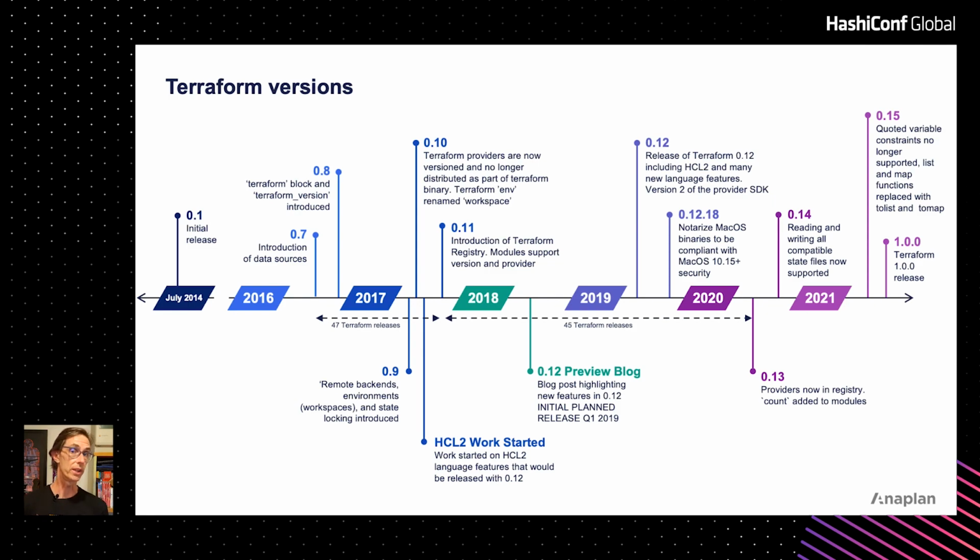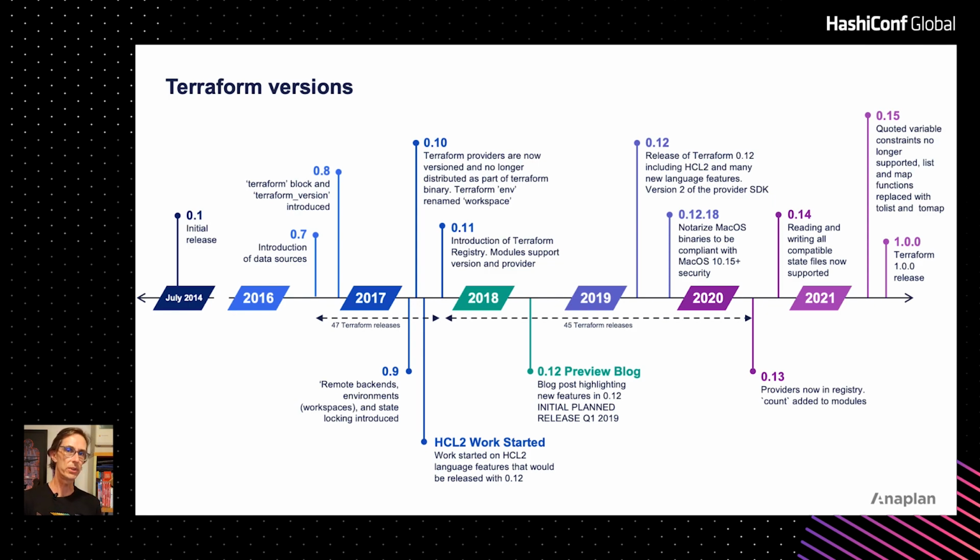So 0.12 was the introduction of HCL2. In the summer of 2018, we started to talk about 0.12. We released a series of preview blogs where we talked about the new language features, and why they were needed in order to push Terraform forward and get to that situation where we can say it's now language complete or near language complete and there'll be no more breaking changes. But it was a lot of work.